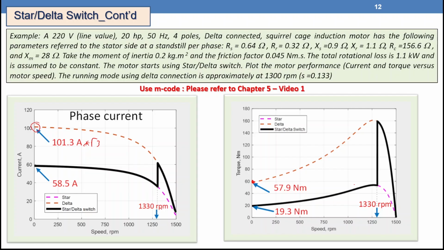So if you look here, I choose the speed 1330. At this point, I'm going to change from star connection to delta connection. So at this point, the motor is going to jump to follow the characteristics for the delta connection. If you look here as well, that one is a star connection and that one is delta connection. At this point, the motor is going to follow these characteristics. So if you have any load torque, you are going to follow this region.